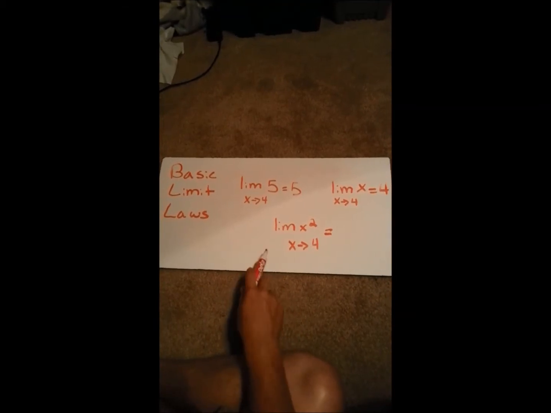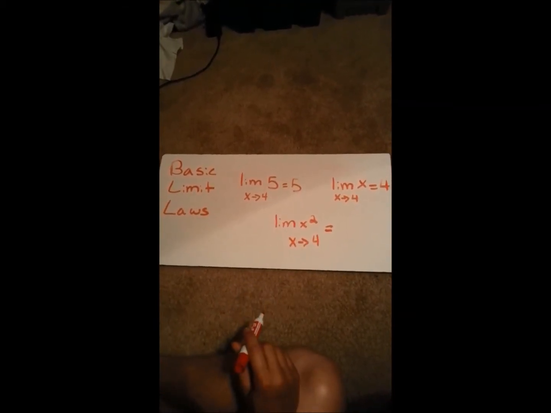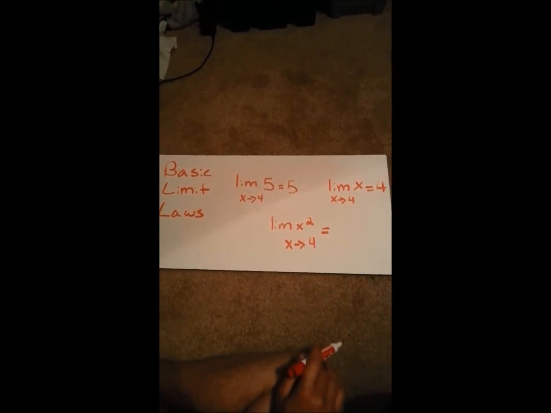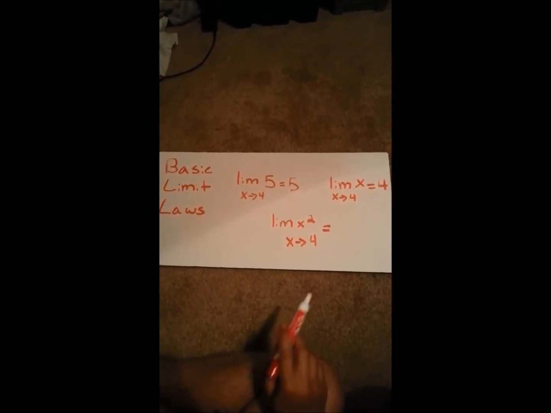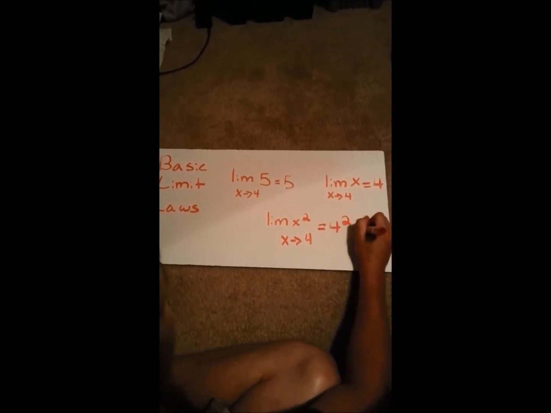Next, we have the limit of x squared as x approaches 4. We can use direct substitution to find this answer, and we plug in 4 for x, and we get 4 squared, which is equal to 16.